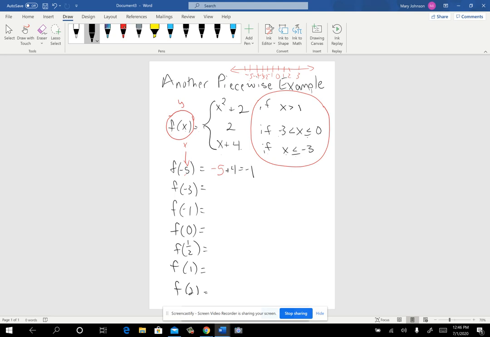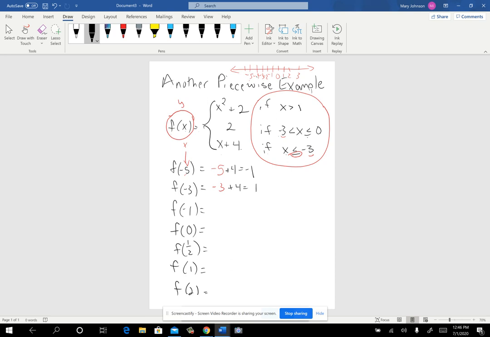Okay. To find f of -3, there's a -3 on both of those conditions. But you see how only the bottom one has the or equal to on it? So that again means I need to use x plus 4 when I calculate that. So I'm going to put in the -3, add 4, and this time I get a +1.